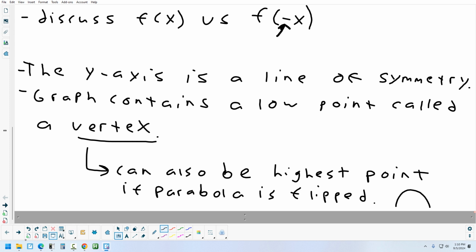And the low point, or in this case it's a low point, it could be the highest point if you take the parabola and flip it. But that point on a parabola, that is called the vertex.